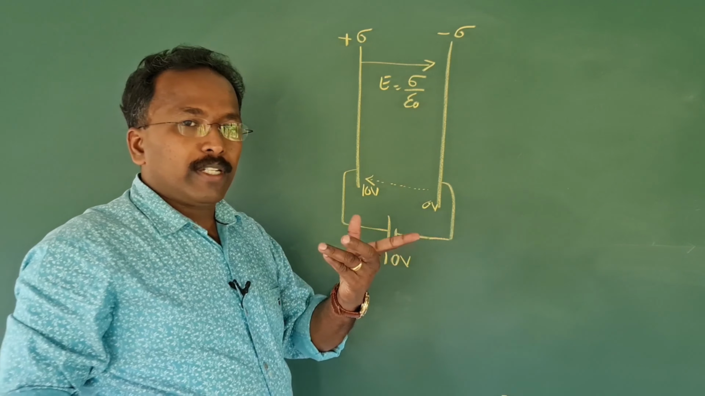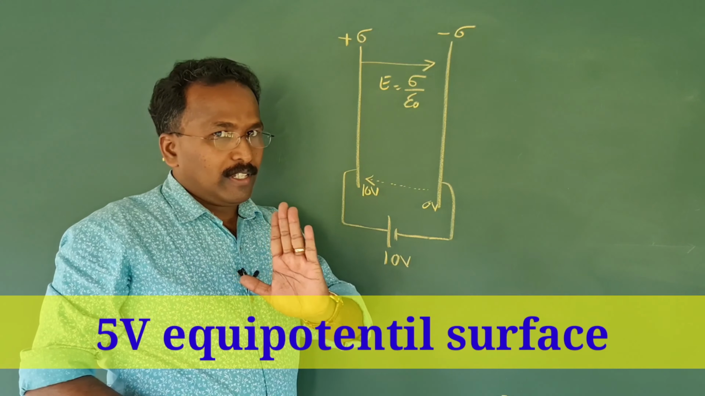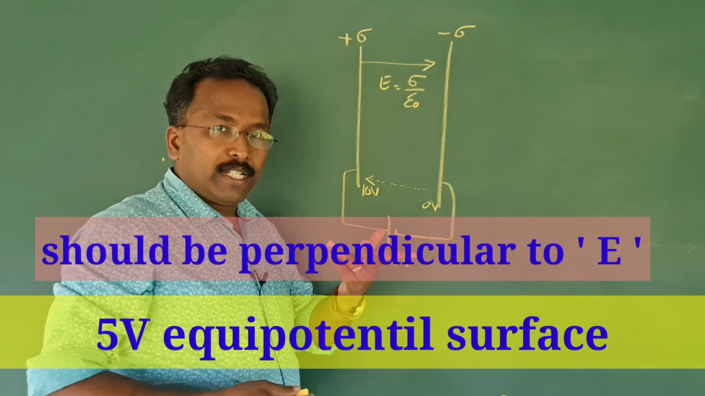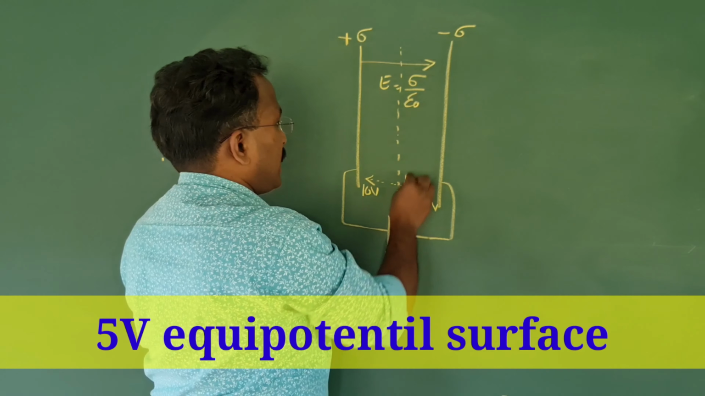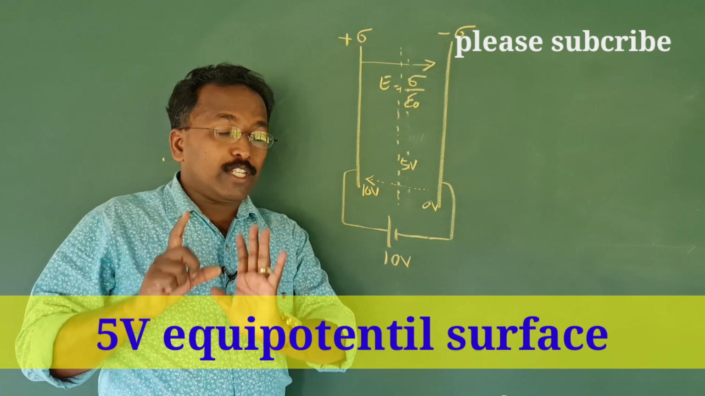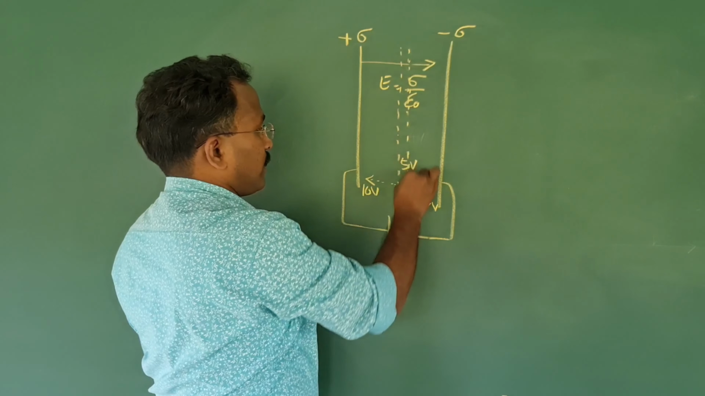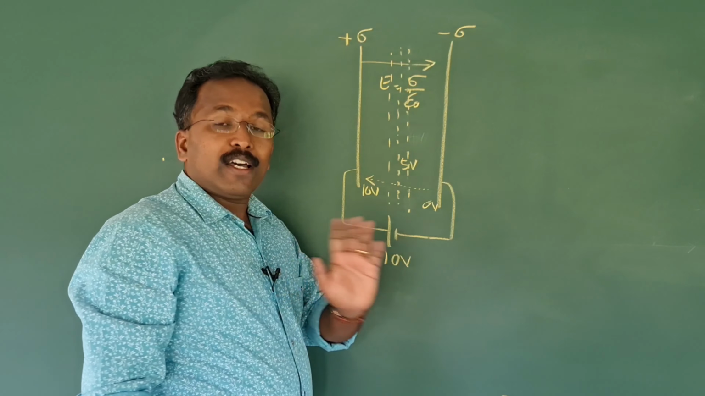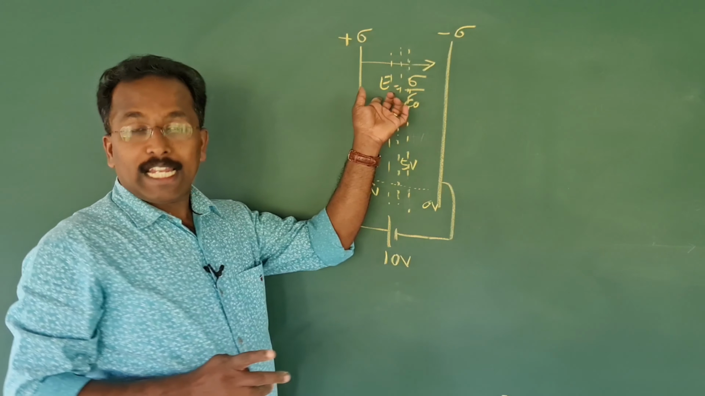So where can you expect a 5 volt equipotential surface? Now equipotential surface will be perpendicular to this. Exactly in the middle. So this is an equipotential surface with 5 volt. And where can you expect an equipotential surface with 4 volt? It will be somewhere here. 6 volt somewhere here. So this is how they are arranged inside a two sheet system which is used for producing electric field.